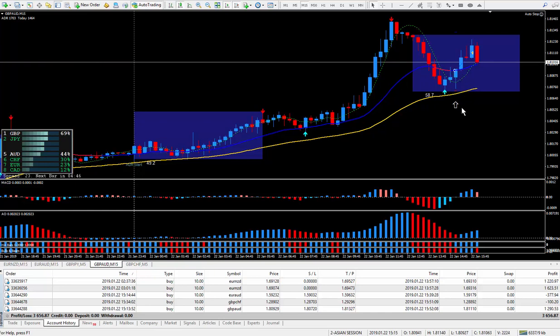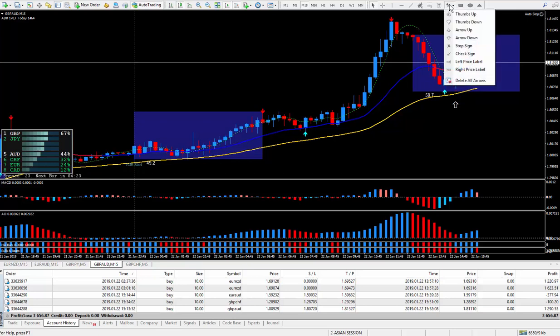Now I've had some traders ask me, more than one actually, where is the indicator for this arrow? Well, the indicator for this arrow is right here. It's part of the MT4 platform. You have to know how to work everything on this platform. All you got to do is click on this little square here, and it says arrow up, arrow down. There's lots of different prices to the left, to the right, thumbs up, thumbs down.